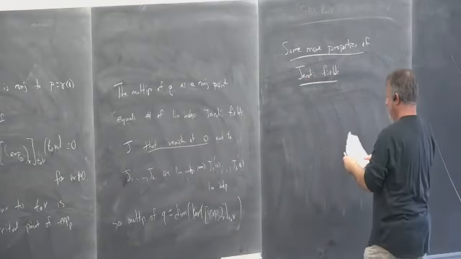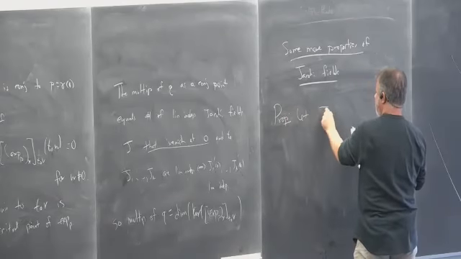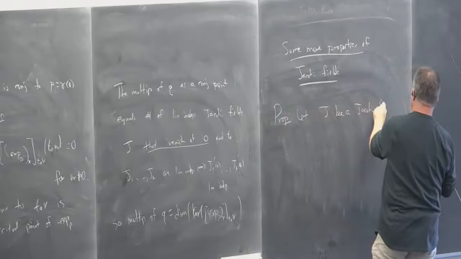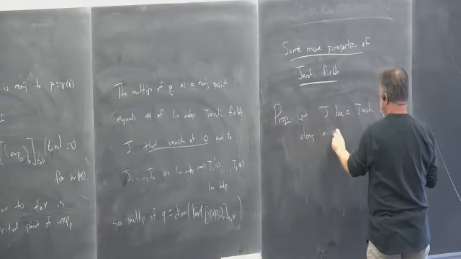Okay, so first proposition: let J be a Jacobi field along a geodesic gamma.